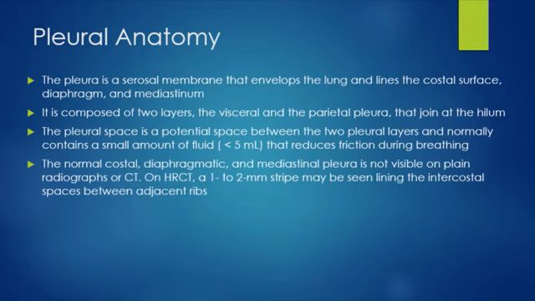The normal costal, diaphragmatic, and mediastinal pleura is not visible on plain radiographs or CT. It can be detected on high-resolution CT. A 1 to 2 millimeter strip may be seen lining the intercostal spaces between the adjacent ribs.